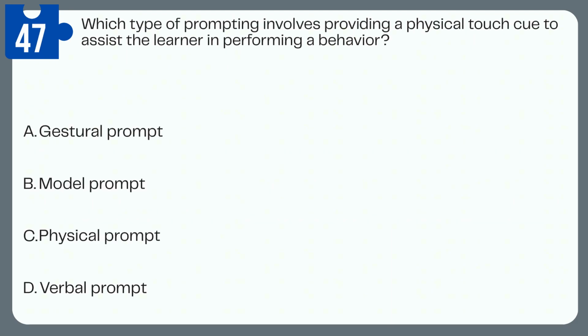Question 47. Which type of prompting involves providing a physical touch cue to assist the learner in performing a behavior? A. Gestural prompt. B. Model prompt. C. Physical prompt. D. Verbal prompt.